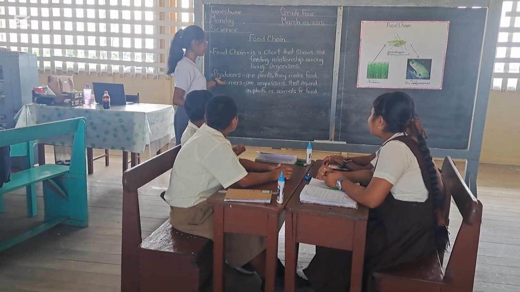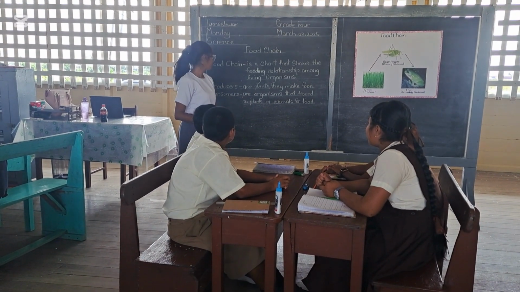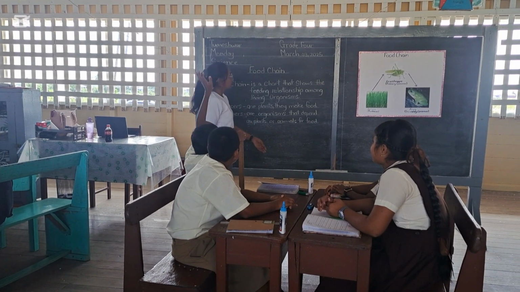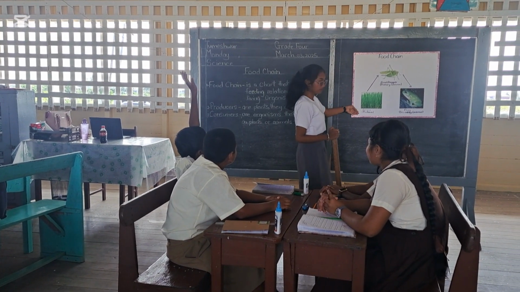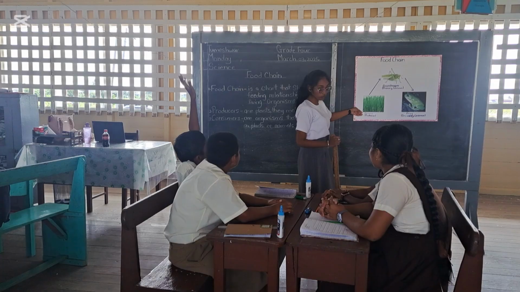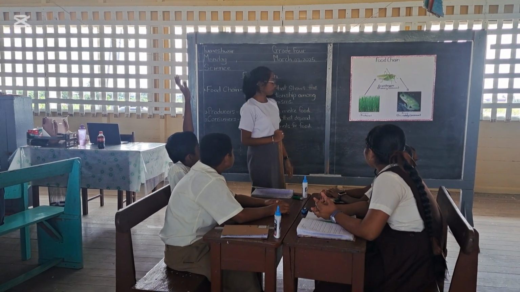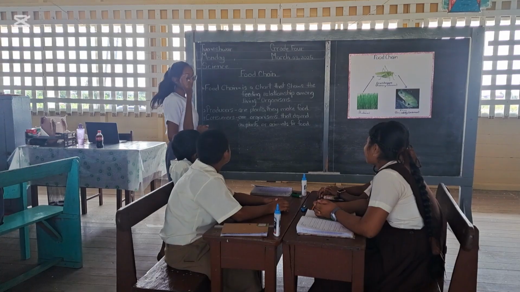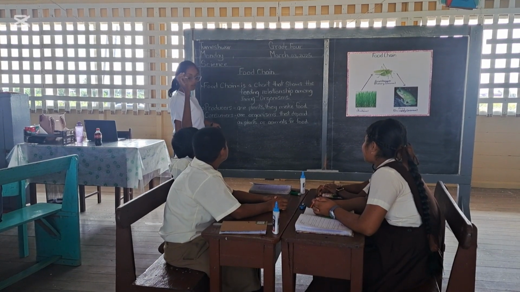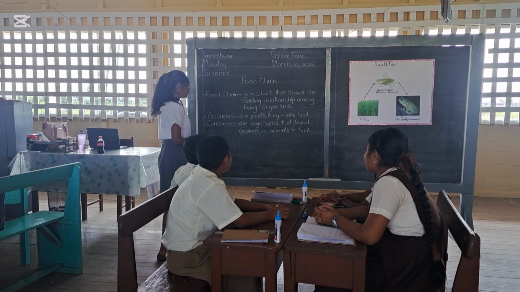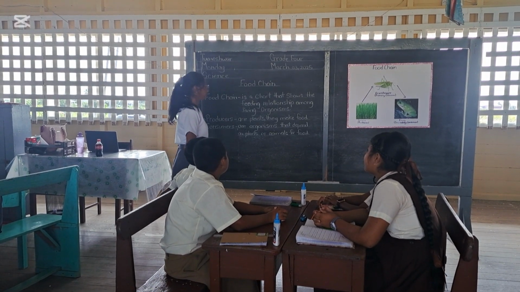So the second point. Producers are plants. They make food. So we see the producer here, right? They provide food for the primary consumers too, right? Yes. And the third and the last point. Let me hear you. Consumers are organisms that depend on plants or animals for food.